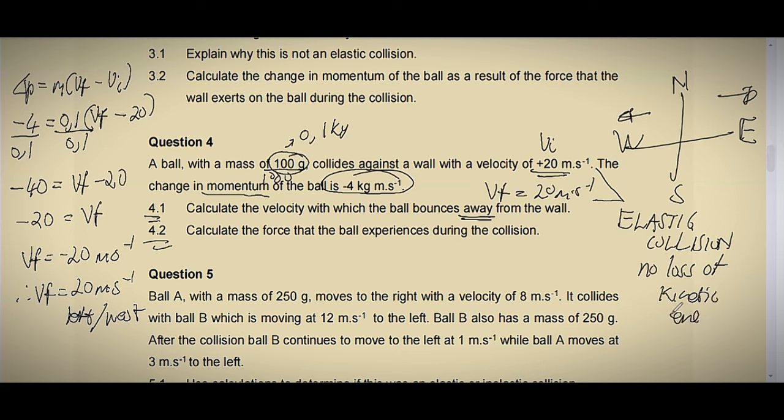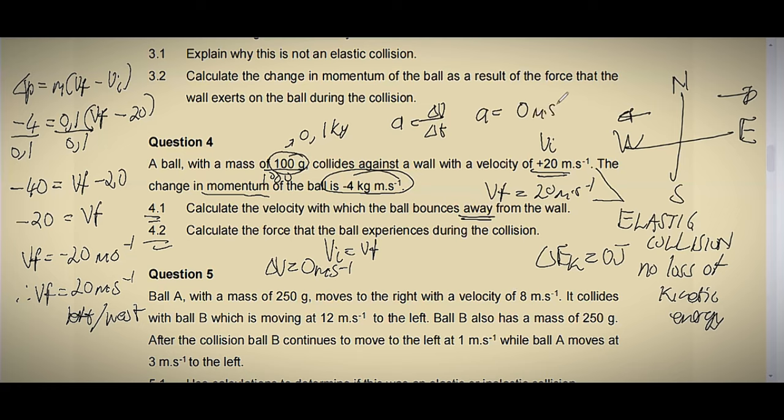If there is no loss of kinetic energy, in other words, that means our change in EK would be equal to 0 joules. Right. But if our change in EK is equal to 0 joules, that is a result of the VI being equal to the VF, right? That means our change in V is also equal to 0 meters per second. Now, if our change in V is 0 meters per second, what about our acceleration? Our acceleration is change in V over change in T, which means if this is 0, our acceleration is also 0 meters per second squared.